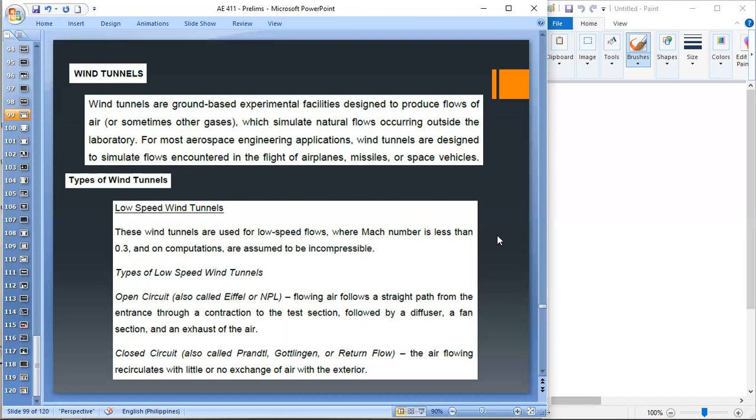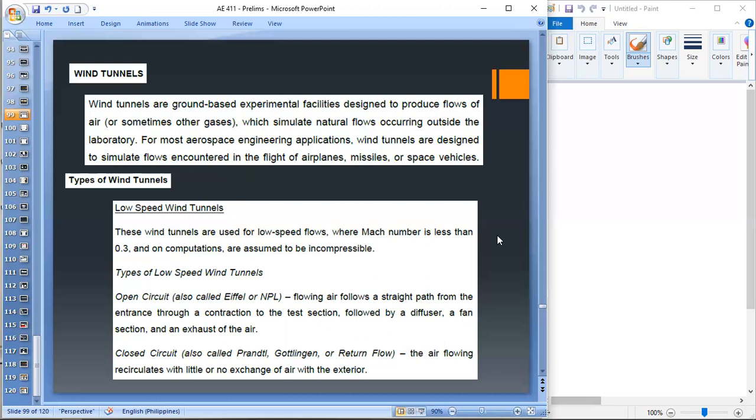So, type of wind tunnels, we have low speed wind tunnels. So dito sa low speed wind tunnels, where Mach number is less than 0.3 and computations are assumed to be incompressible. So dito sa low speed wind tunnels natin, ginagamit siya for incompressible. So we have type of low speed wind tunnels, we have open circuit at closed circuit. So review lang, sa open circuit, flowing air follows a straight path from the entrance to a contraction to the test section. So followed by the diffuser, fan section, and exhaust of the air.